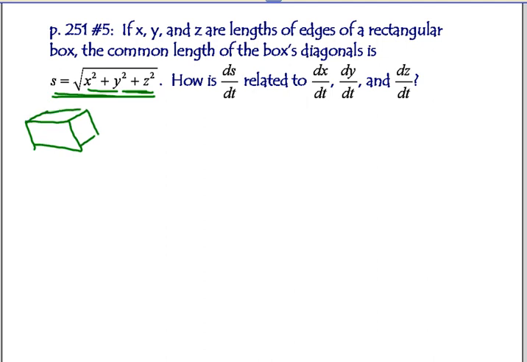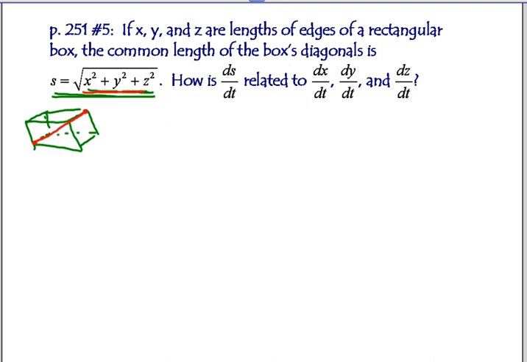You've got a box. Oops, that should be dotted also. You've got that diagonal running from this corner up here to that back corner. And it turns out it's just really a triple Pythagorean theorem here. A Pythagorean theorem almost in 3 dimensions is what we're thinking about there.